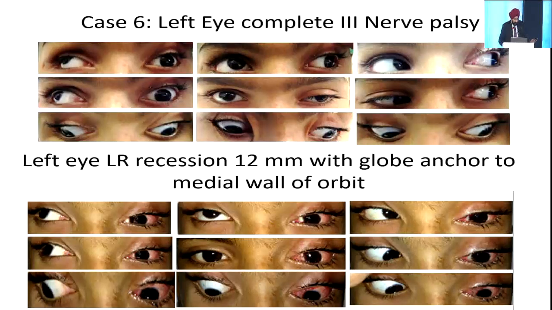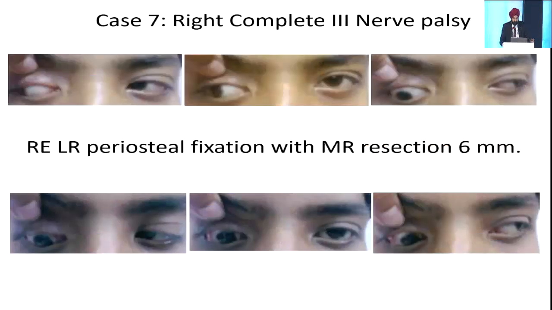Here's another case, but not necessarily in all cases does the globe anchor work very well, as you can see here, that there is a residual deviation remaining. Another option that we have is to do a lateral rectus periosteal anchoring, and that's actually a severe form of weakening of the lateral rectus, and you can see that we're getting a good correction in this case of right third nerve palsy after doing a lateral rectus periosteal anchoring and strengthening of the medial rectus.